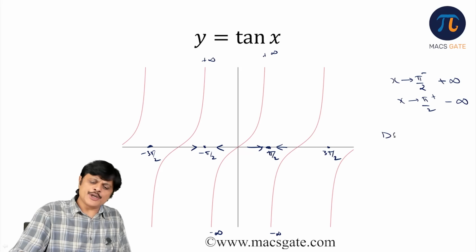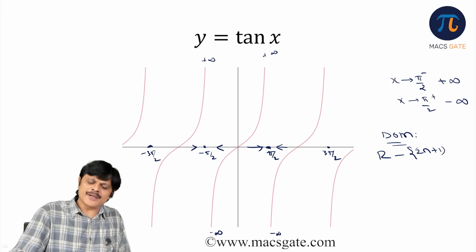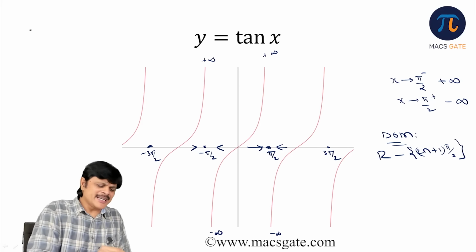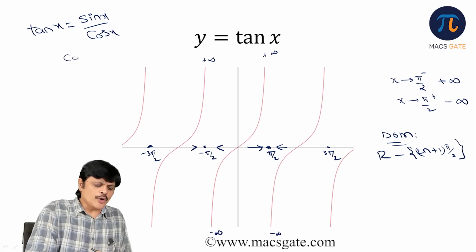So if you see the domain for tan, you will have this particular problem at pi by 2, 3 pi by 2. So that is generally (2n plus 1) pi by 2 you can write, where n is an integer. That point you have to remove. See, actually what is tan x, sir? Tan x is sin x by cos x. So cos x should not be 0.